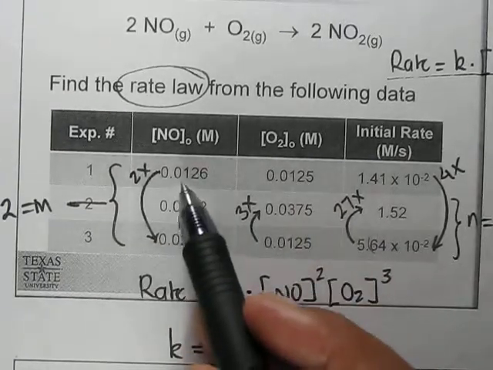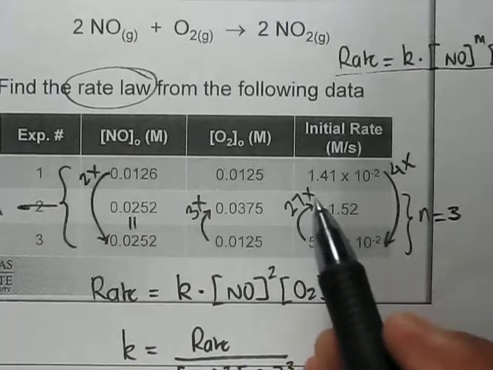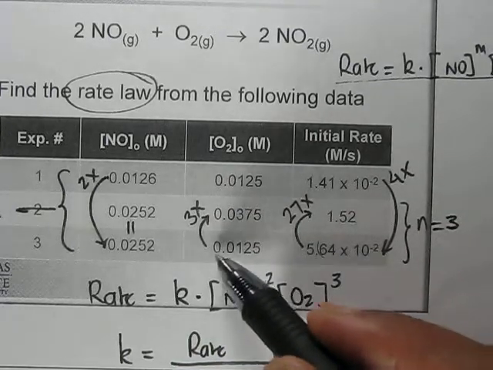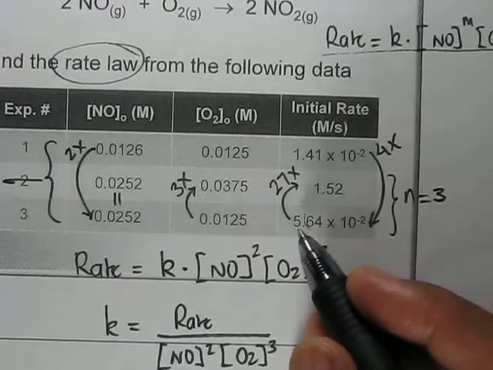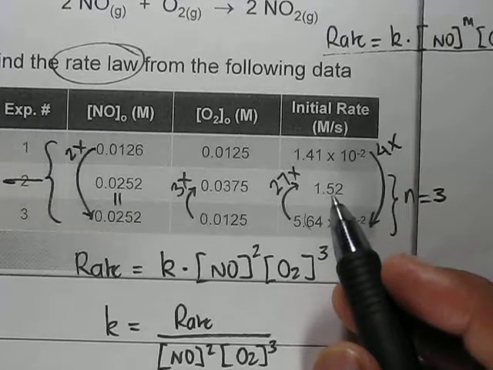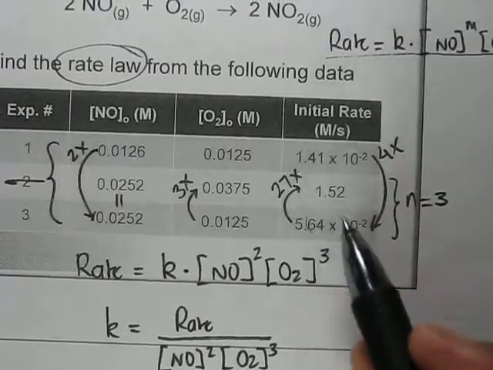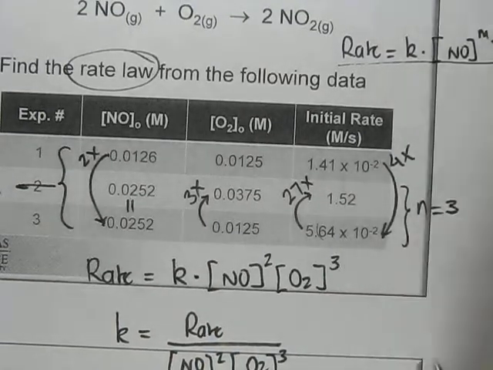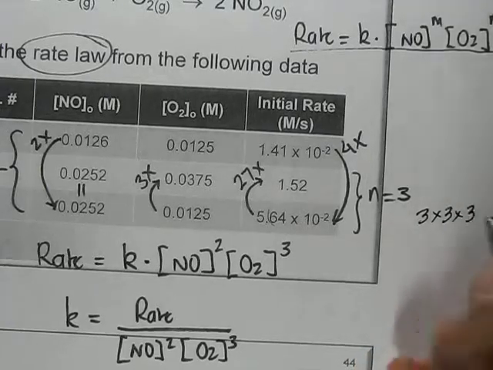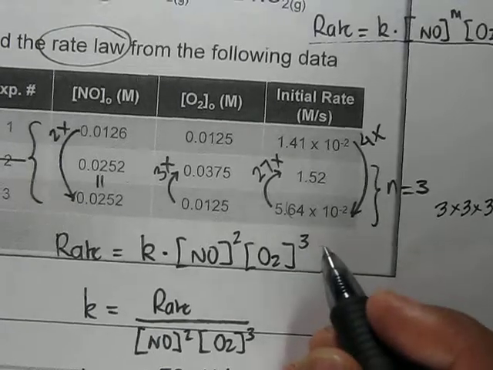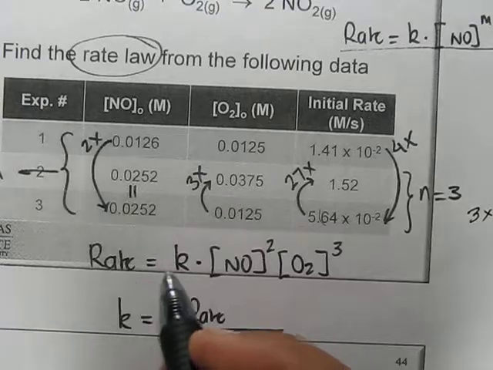Let's talk about the oxygen. So in experiment number 2 and 3, the first reactant NO is constant, and the oxygen concentration is increasing 3 times from experiment number 3 to 2, and then the rate increases from here to here 27 times. Once you divide 5.64 times 10 to the minus 2 by 1.52, it will come 27 times. So 3 times gives 27 times, which means the power is 3. Basically it's 3 multiplied by 3 multiplied by 3, then the rate will come 27 times. So the order for the second reactant, oxygen, will be third order. Now we can write the rate law. The rate law will be this one.